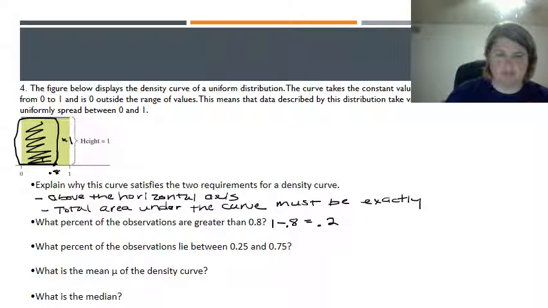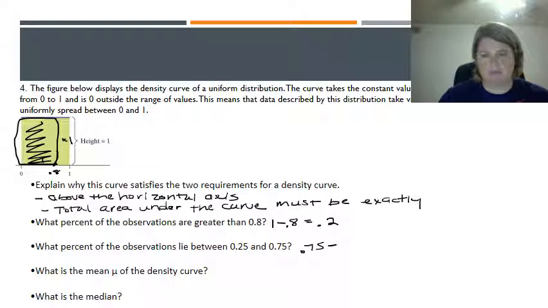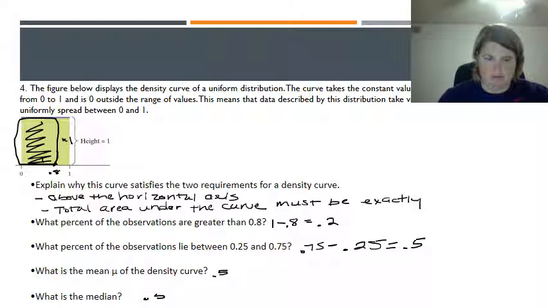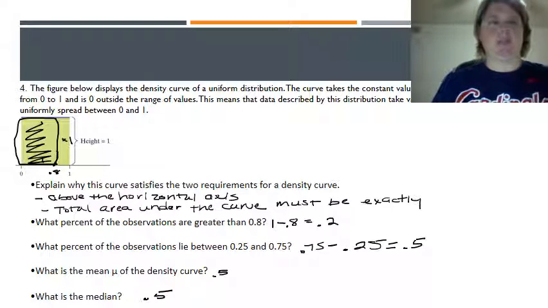What percent of observations lie in between 0.25 and 0.75? So you just take the bigger number minus the smaller number. And that's what that was talking about on the slide before, about the area that lies in between two intervals. So 50% of the area under the curve is equal to 50% of the observations that lie in between 0.25 and 0.75. What is the mean? Well, in this case, because it's symmetrical, the mean is in the middle and the median is in the middle, so both of them are 0.5. So hopefully that makes a little bit of sense. We'll talk about it a little bit more tomorrow as well.